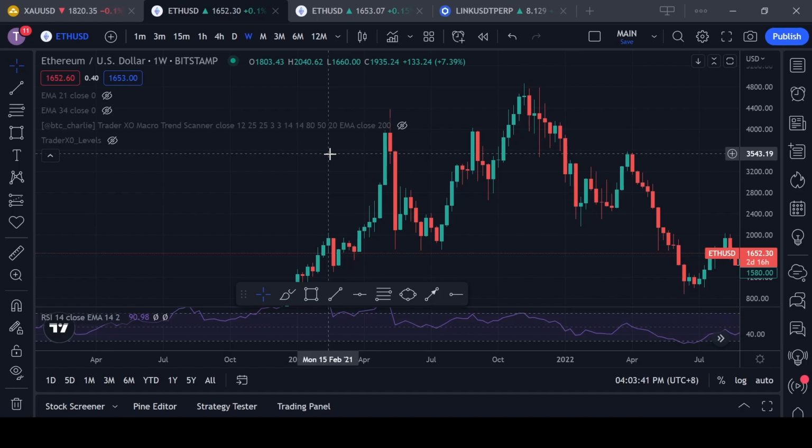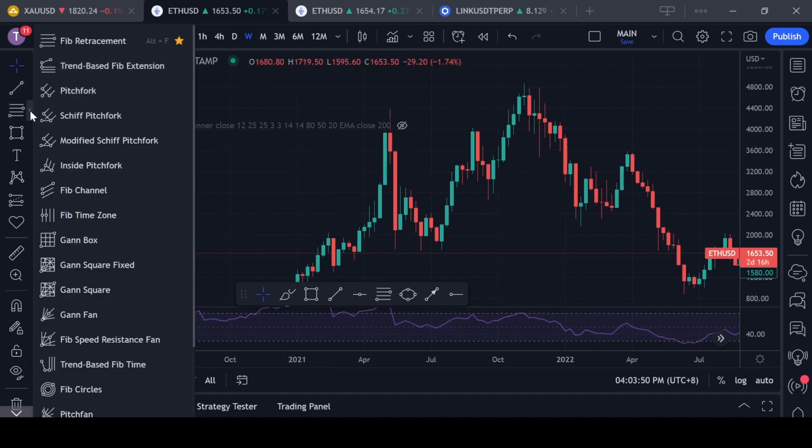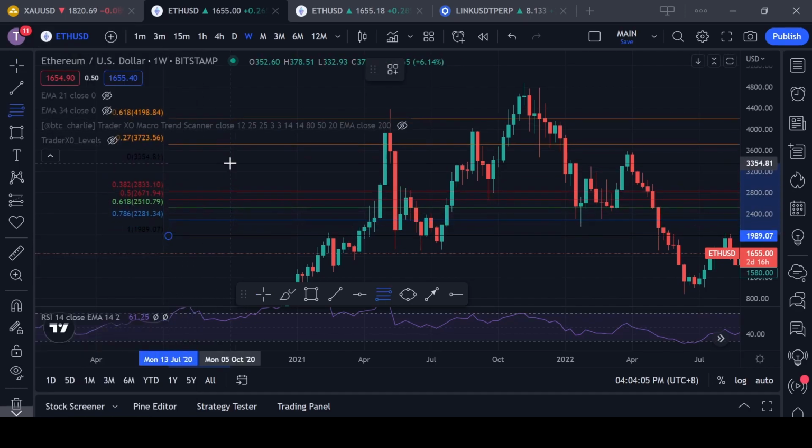So to start off, I want to start with the Fibonacci retracement tool. If you're on TradingView, on the second icon, you click on the arrow signs, you can see many different kinds of tools you can use, but today we'll be concentrating on Fib retracement. So what is Fib retracement? Let me just show you an example.